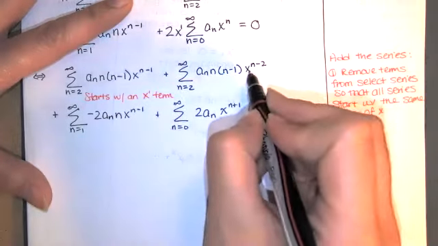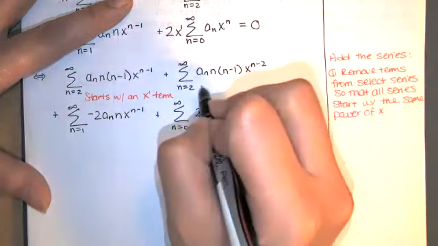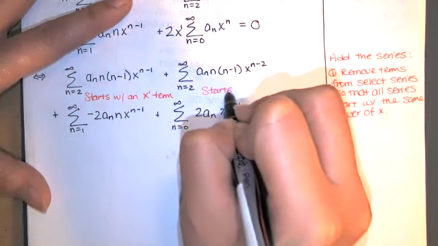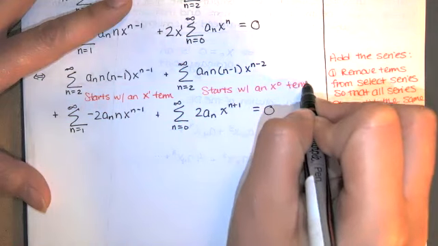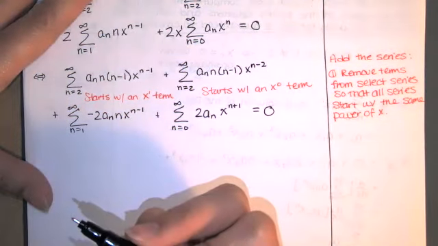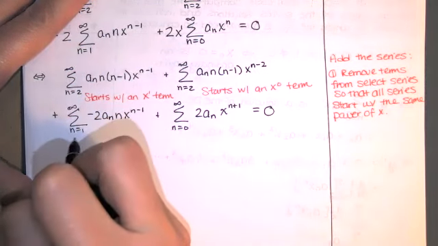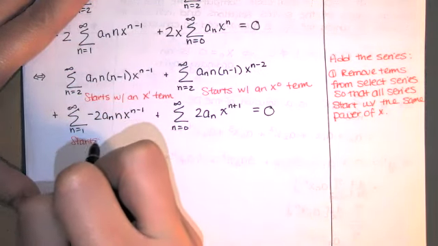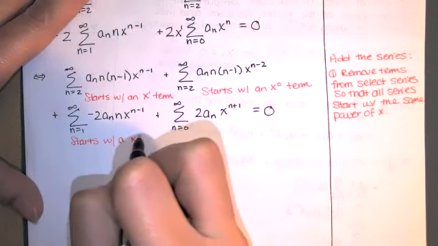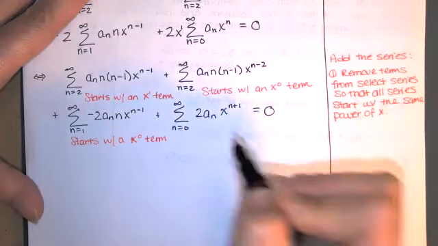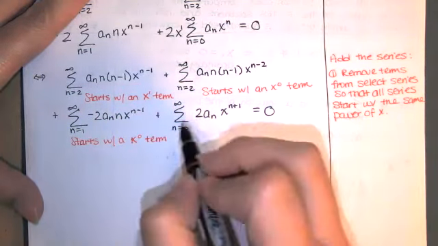When n equals 2 here, I've got a constant times x to the 2 minus 2, or x to the 0. So this starts with a constant term, and I'll call it an x to the 0 term. It's just another name for a constant term. When n equals 1, I have x to the 1 minus 1, so it's another x to the 0. So this starts with a constant term, or an x to the 0 term. And then here, when n equals 0, I have an x to the 0 plus 1, which is an x to the first.